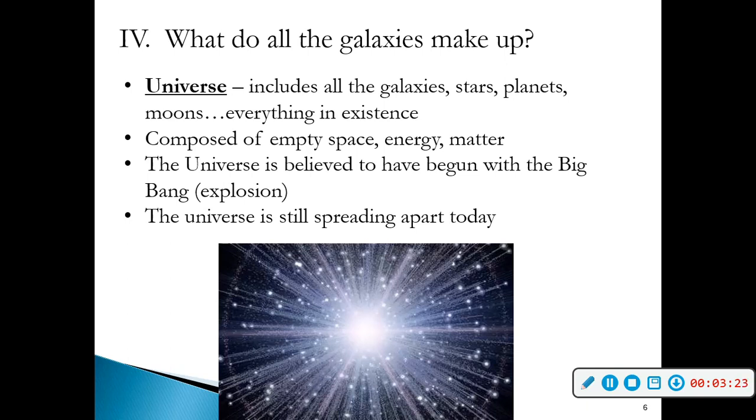The universe includes everything that we know in existence: galaxies, stars, planets, moons. It's composed of empty space, energy, and matter. We also call it dark matter, and we're trying to learn more about this dark matter as time goes on. The universe began with an explosion, which we call the Big Bang. Everything's all in one spot, explosion, and boom. Then it spreads out to where it is today, and things start forming. The universe is still spreading out since the Big Bang. We believe the Big Bang was around 13.9 billion years ago. The Earth formed a little bit after that. We'll talk about that, but the Earth and our solar system are 4.6 billion years old.